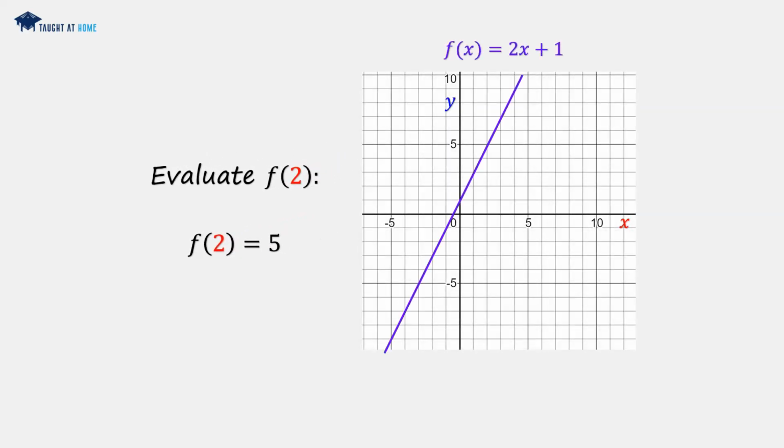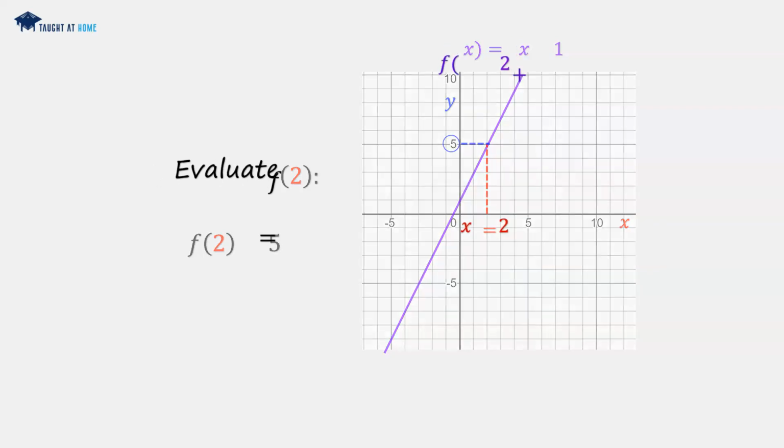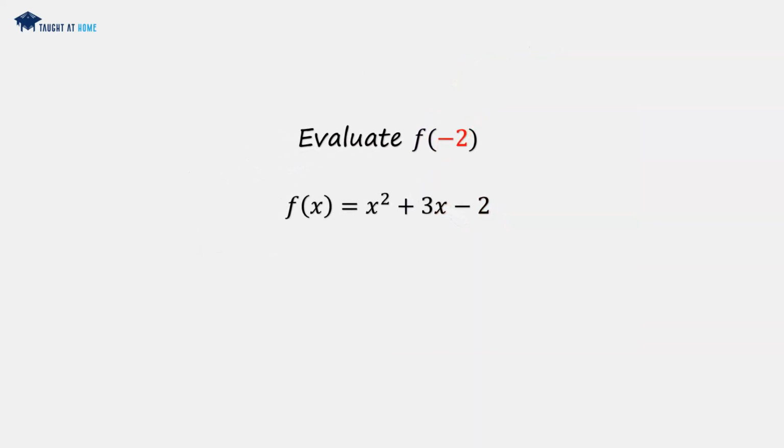And we can see this for the function when it's plotted. So here we've got f of x equals 2x plus 1. So when x equals 2, f of x is 5. The function is 5 when x is 2. Let's have a second example.